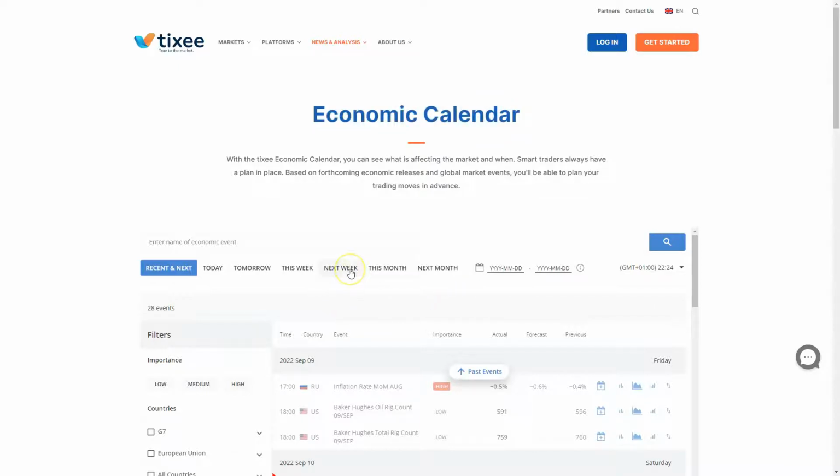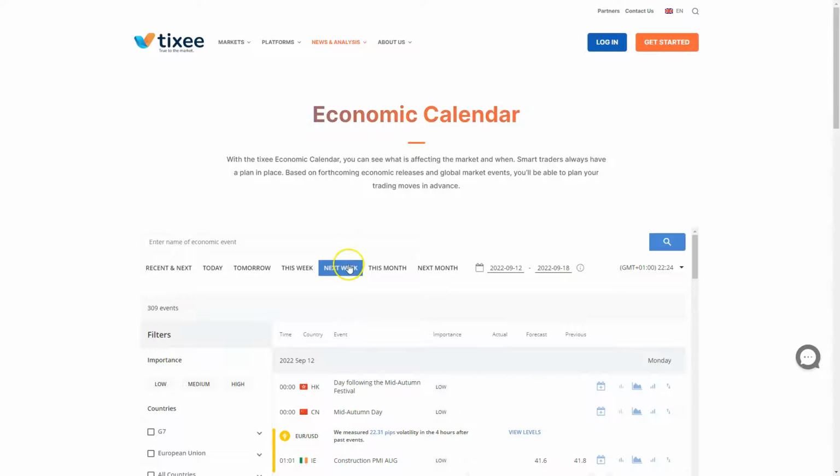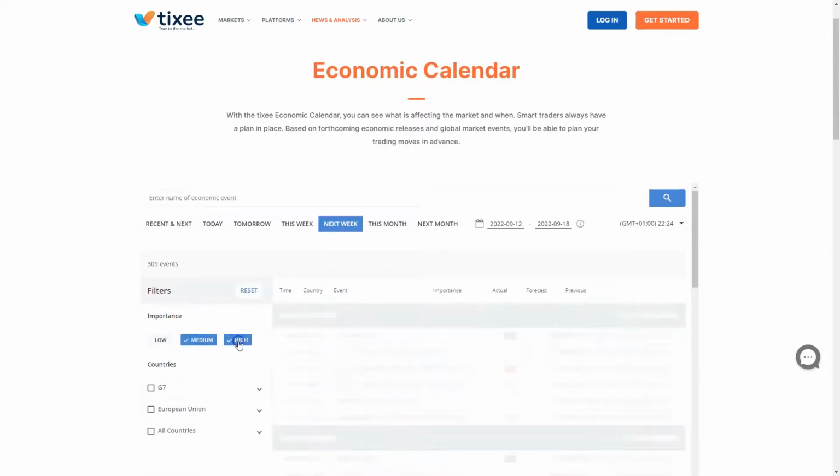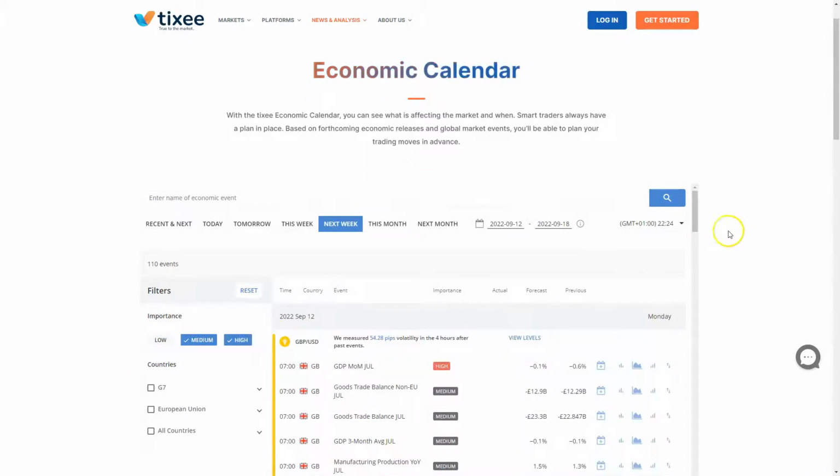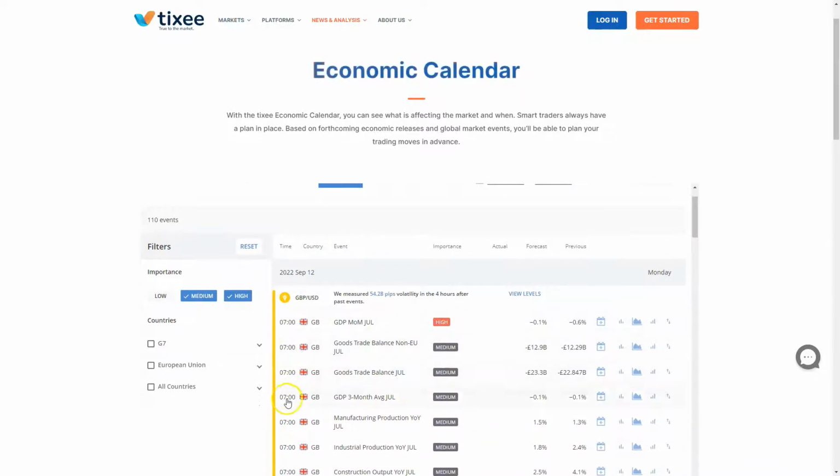From that point, you can just use these filters, such as next week, and we want the medium and high impact events as well. And it's crucial to make note of the time zone and the hour and the time right here, because that's directly going to impact the timings that you can see on the left right here as well.